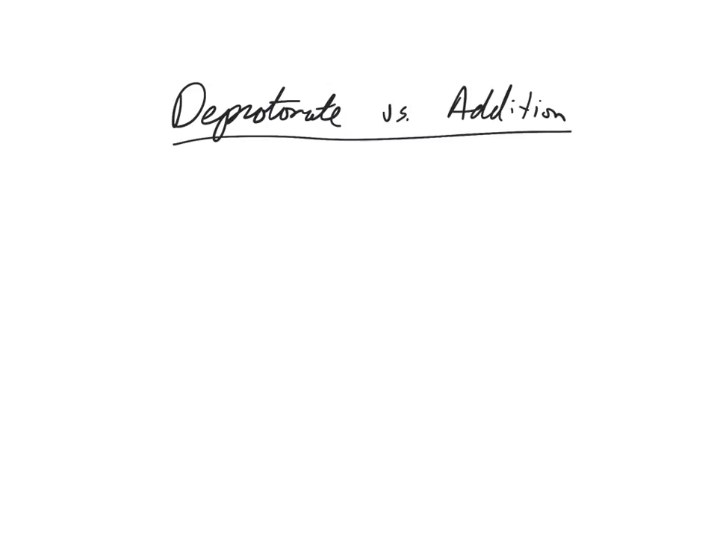So something to think about when trying to decide, do I deprotonate versus an addition step? The hardest one to figure this out with is the strong base hydroxide, NaOH. A lot of times it's NaOH. And the problem is this can be a base, and it can also add into carbonyls. So depending on your type of carbonyl, that's what you need to look for.